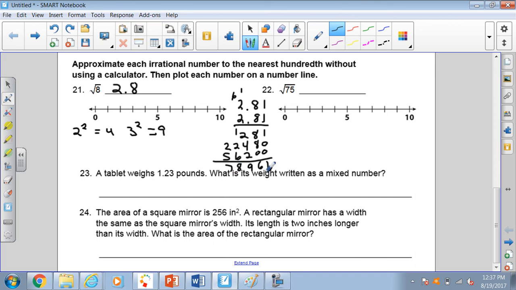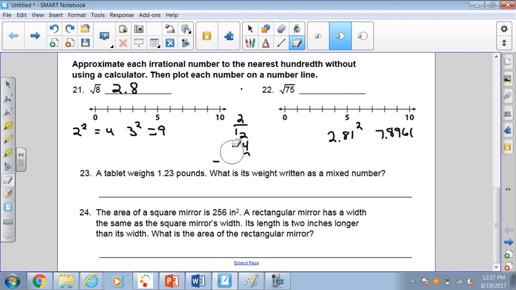Wow. When I bring my digits over, we can see that we're still at 7.8961. We're close. We're really close. But I think we're going to have to go up just a little bit more. We're going to write this one off to the side just to remember over here. 7.8961. That's what we got when we got 2.81 squared.